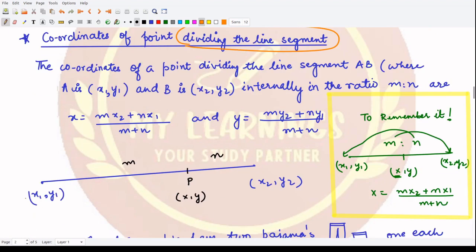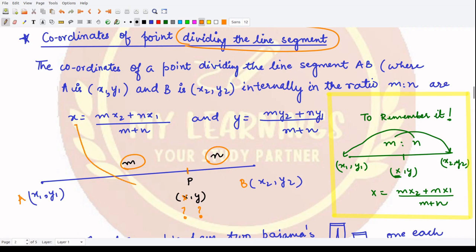Suppose we are given some point A (x1, y1) and another point B (x2, y2), and we wanted to cut this line segment at some point P, and we wanted to find out what our x and y are, such that it cuts this line segment in the ratio m:n. So how can we do that? We have a formula for it.